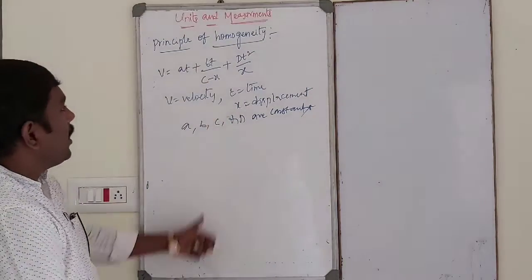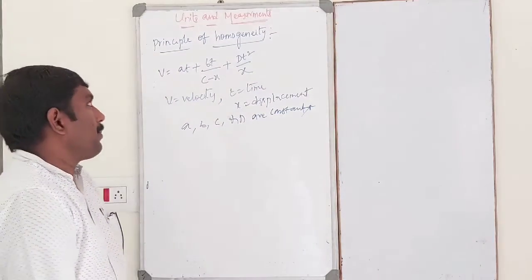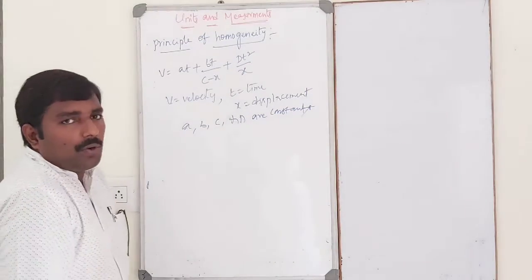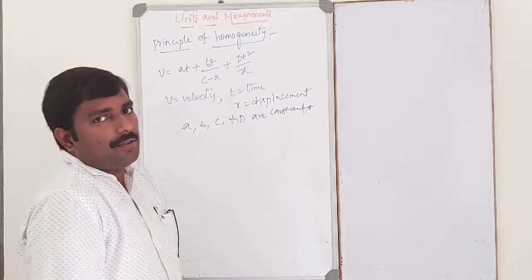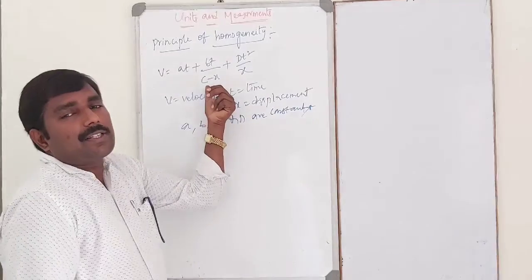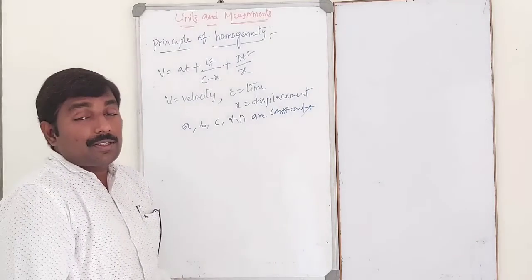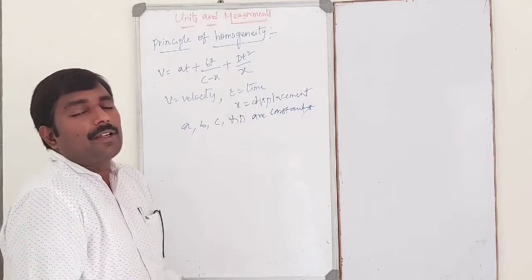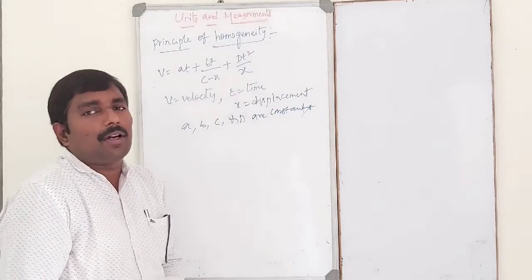According to the principle of homogeneity, the dimensional formulas of both sides of the equation must be the same. This is the velocity, this is also a velocity term. Moreover, a physical quantity must be subtracted from the same physical quantity. See, c minus x: x is the distance, so c is also a distance, because distance must be subtracted from distance only, not from force. According to the principle of homogeneity, any physical quantity must be subtracted from the same physical quantity.